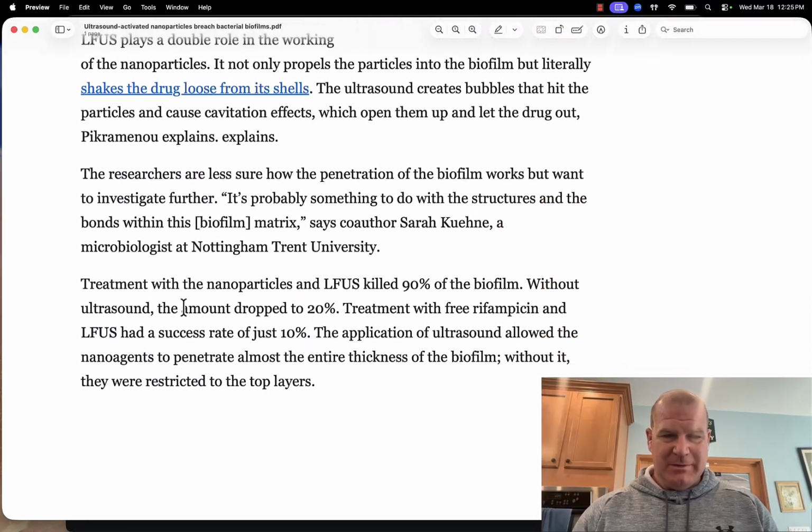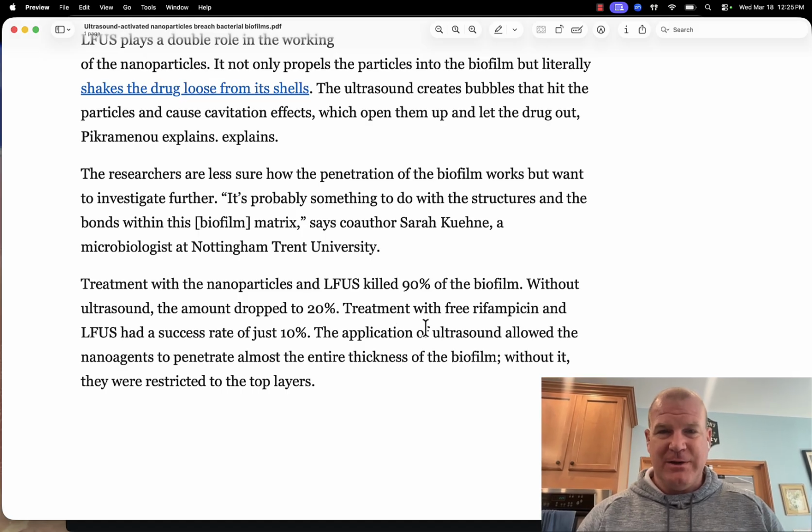See here, the treatment with the nanoparticles using low-frequency ultrasound killed 90% of the biofilm. Without the biofilm, the bacterium doesn't work, and it also is going to kill the bacteria as well. So this is interesting now, right? How we can treat disease. We're not just going after the bacteria themselves; we're going after the biofilm.